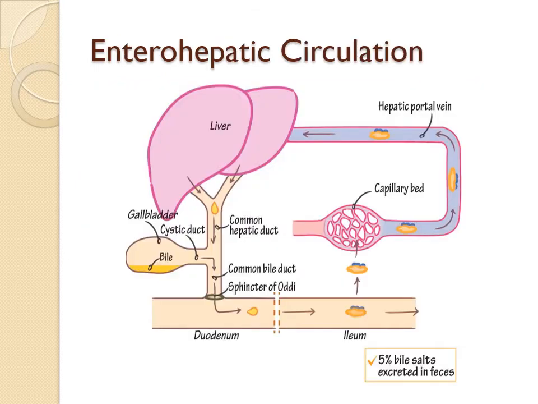In enterohepatic circulation, the bile, after it is released from the bile duct into the small intestine, will traverse the length of the small intestine to reach the terminal ileum where it is reabsorbed. So it goes into the hepatic portal vein, and from there it goes into the liver and is taken up by the hepatocytes. Now, 5% of bile salts are actually excreted in your feces.